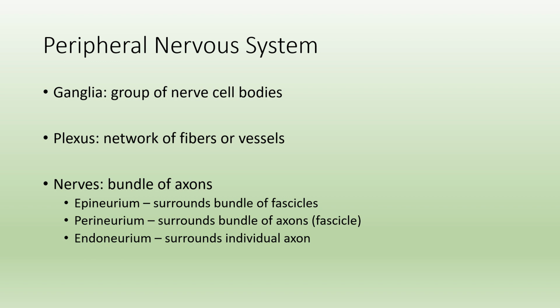When you take a group of those axons together, you put them together in a bundle. We call that bundle a fascicle. And the connective tissue around that fascicle is called the perineurium. Now you take several of those fascicles and you group those together, so it's a larger bundle of all these fascicles, and that is surrounded by the epineurium. And that is what you would typically call the nerve, that bundle of them.